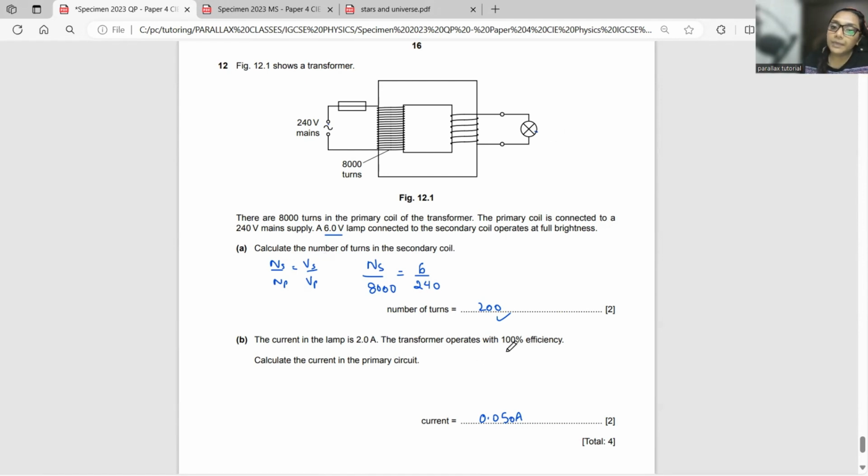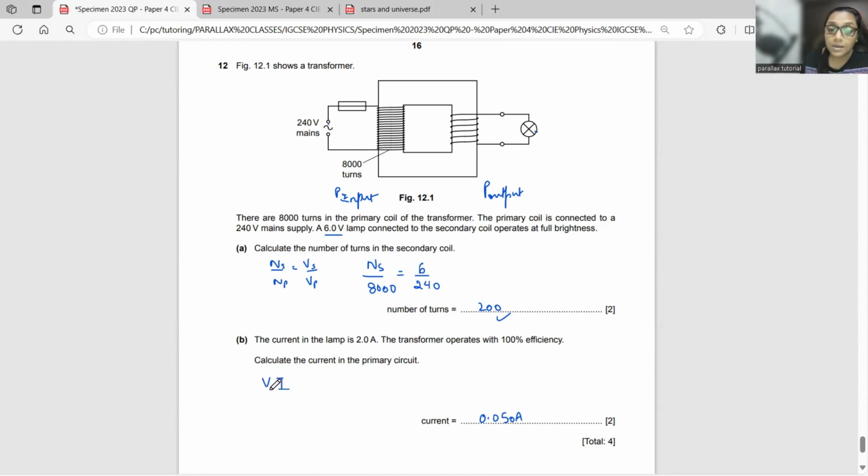Next, the current in the lamp is 2 amperes. The transformer operates at 100% efficiency. What do we mean by it? That whatever is the power input, that is the power output. You can also say energy input is equal to energy output. Whatever you give in, you get back, full 100% of it. Power means VI. That's the formula for power, voltage into current.